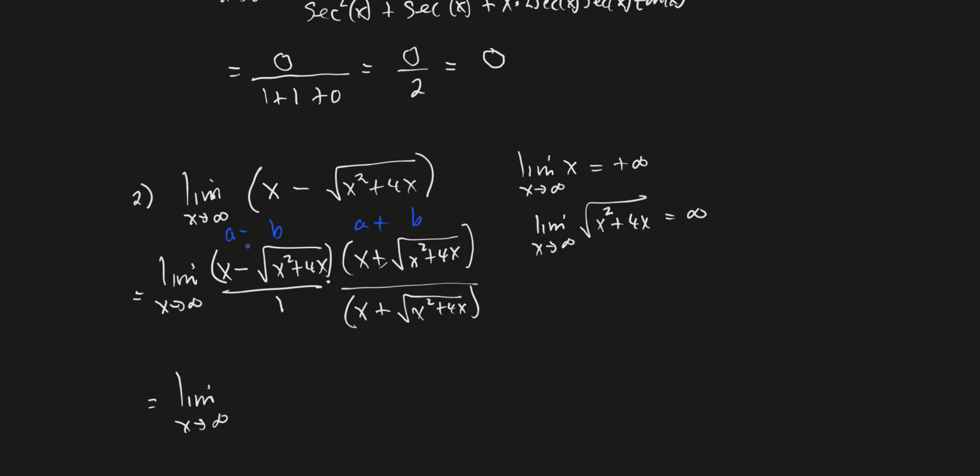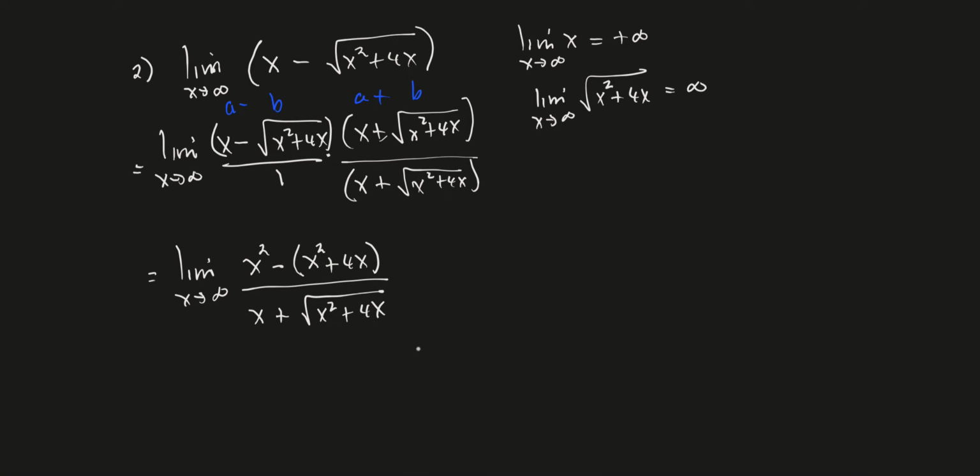So with that product, I'm going to end up with x squared minus the square root times itself. So the square root squared, which means that the root goes away, and I'm left with this. And then at the bottom, all I have is x plus the root of x squared plus 4x, right? So we have the limit as x approaches infinity. In the numerator, the x squared goes away, and I'm left with negative 4x over x plus the square root of x squared plus 4x.